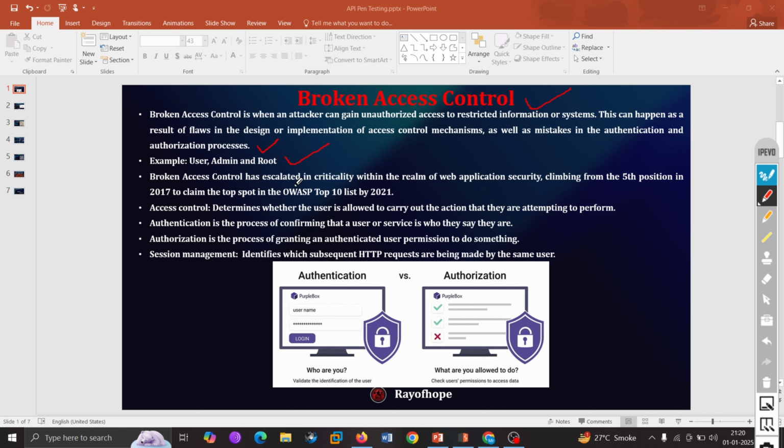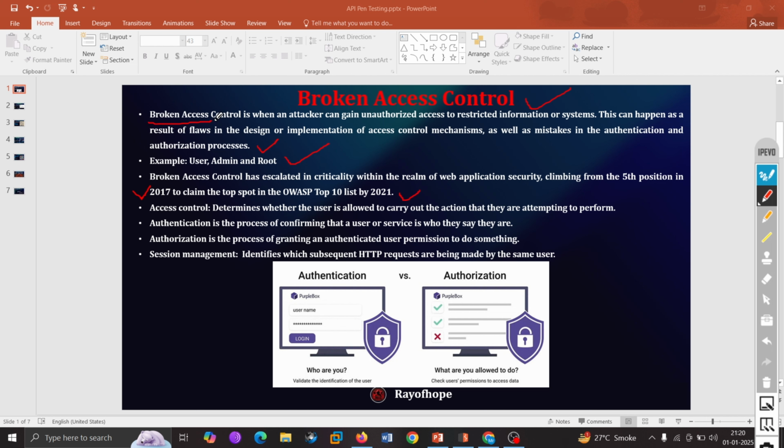Broken access control has escalated critically within the realm of web application security, climbing from 5th position in 2017 to the top spot in the OWASP top 10 list. So now it is number 1, but it used to be at 5th position according to OWASP in 2017. Just think how critical it is.